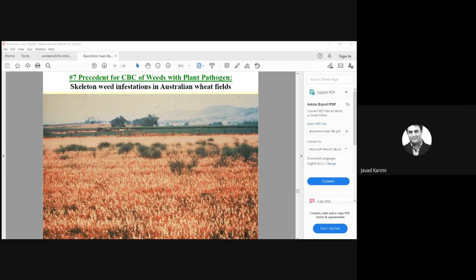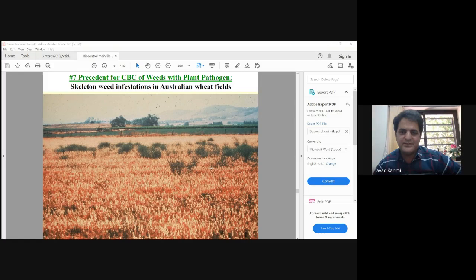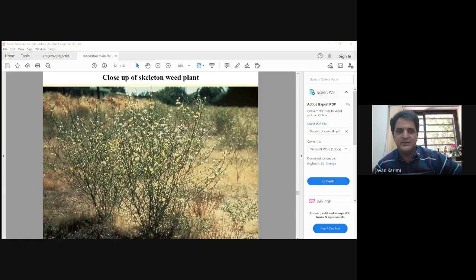And also this is another type of biocontrol of weed. This is a type of weed which invaded the Australian wheat field and occupied it. The name of the weed is skeleton weed. So the scientists and researchers try to find a way and a solution for this problem. This is another close-up of the skeleton weed plant.